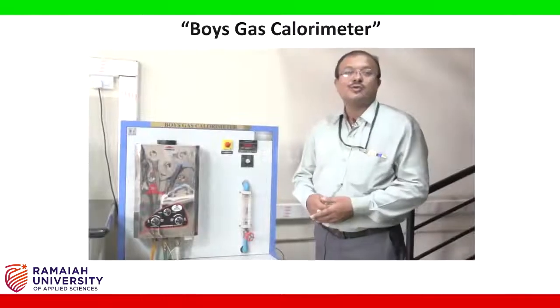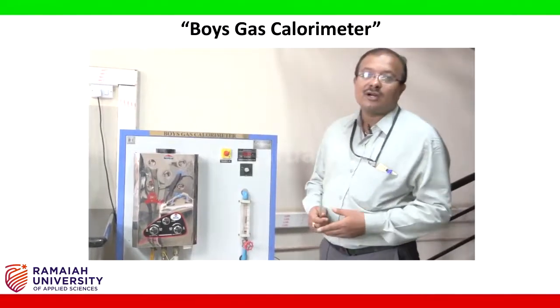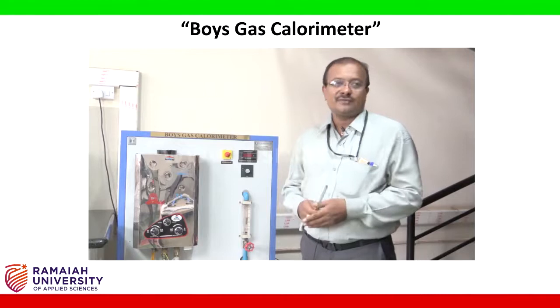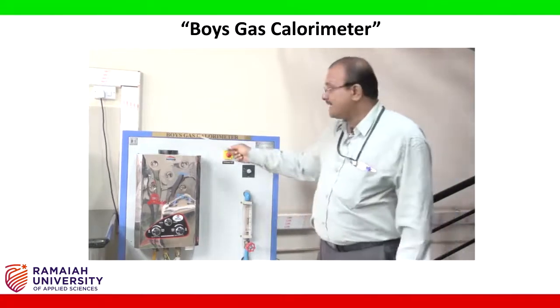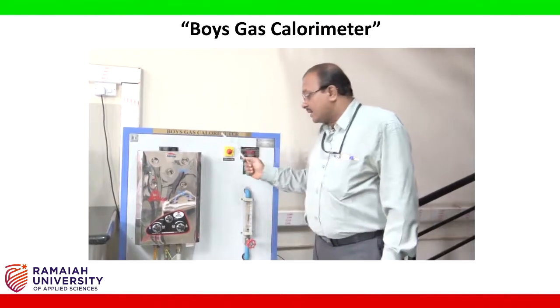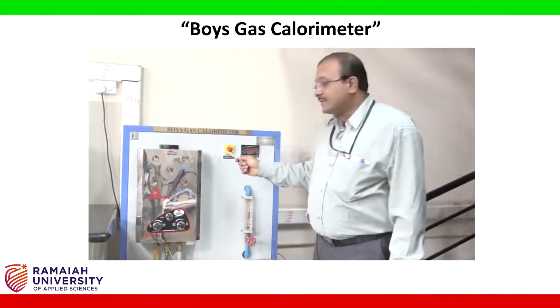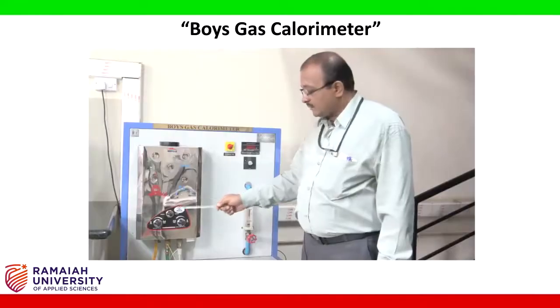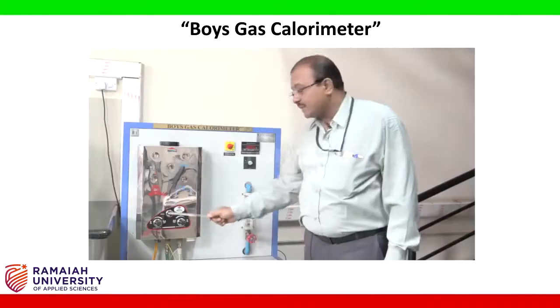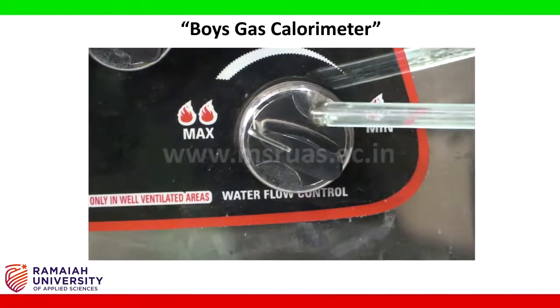Hi students, today we will learn how to measure the calorific value of a given gaseous fuel. For this we require a setup called Boy's gas calorimeter. The Boy's gas calorimeter consists of shell and tube type heat exchanger which has two controls. One control is for gas flow, another is for water flow.